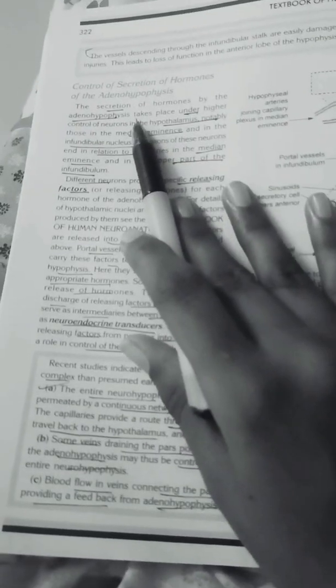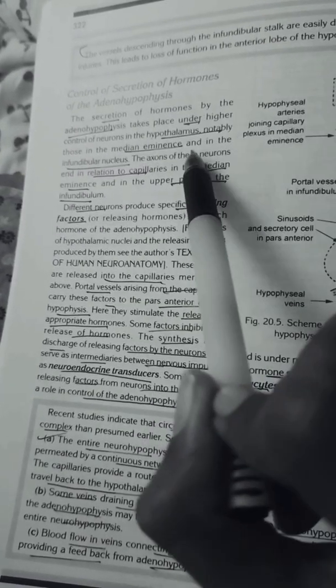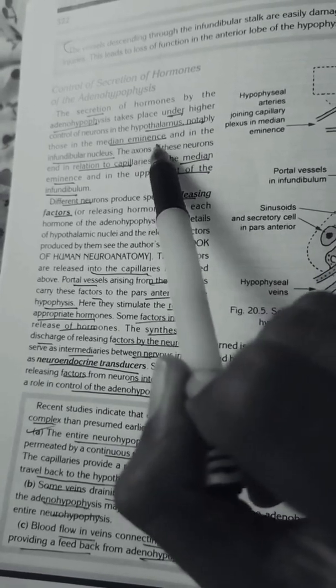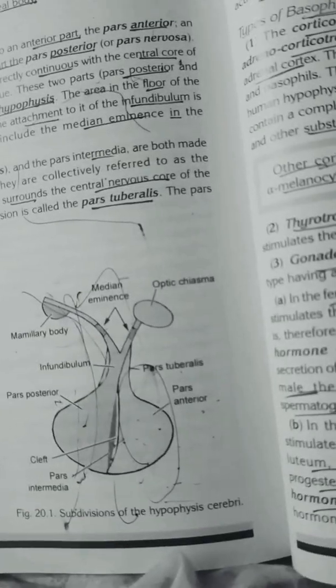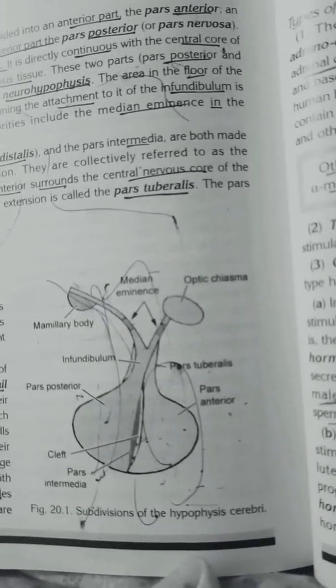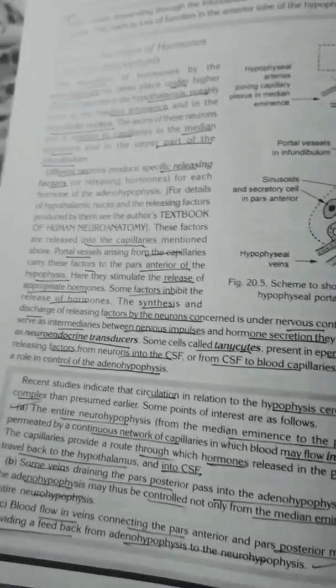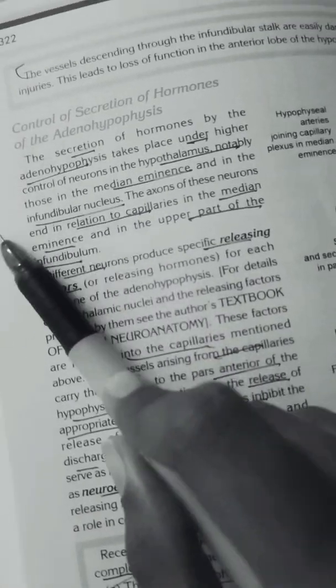Next, control of secretion of hormones of the adenohypophysis. How are they controlled? The secretion is mainly under the control of the hypothalamus, as we know, especially in the median eminence. As I said, median eminence is also a part of pars posterior, right? The median eminence plays an important role in the conduction of nerves which are passing through it, and also the infundibular nucleus.